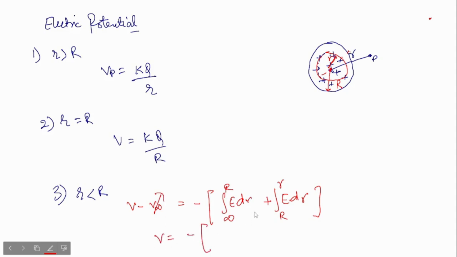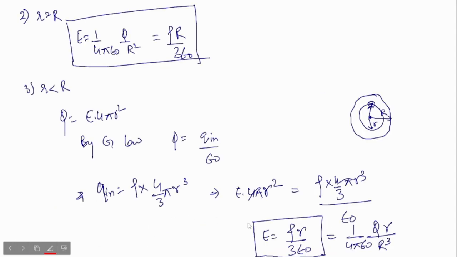Now you need to write the electric field. Outside, the electric field is kq by small r square, dr, plus, now inside, what is our electric field? The electric field was kq into small r upon capital R cube, dr from capital R to small r.